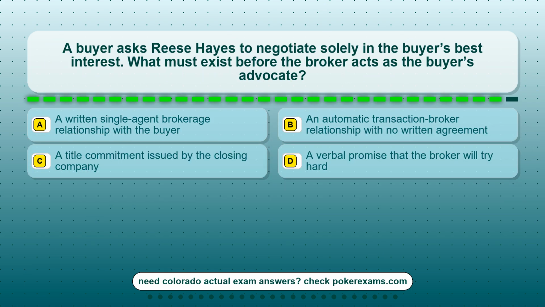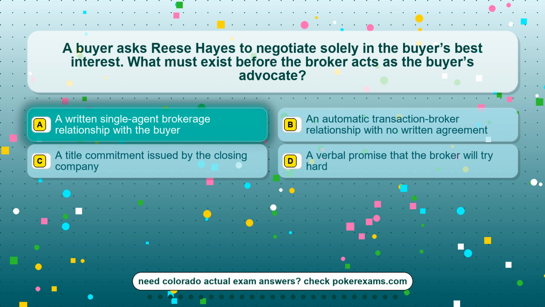Question 6. A buyer asks Reese Hayes to negotiate solely in the buyer's best interest. What must exist before the broker acts as the buyer's advocate? Option A. A written single-agent brokerage relationship with the buyer. Option B. An automatic transaction-broker relationship with no written agreement. Option C. A title commitment issued by the closing company. Option D. A verbal promise that the broker will try hard.